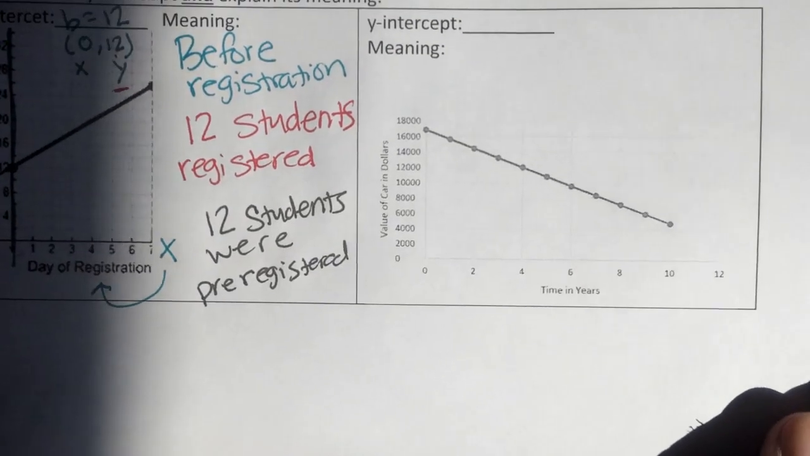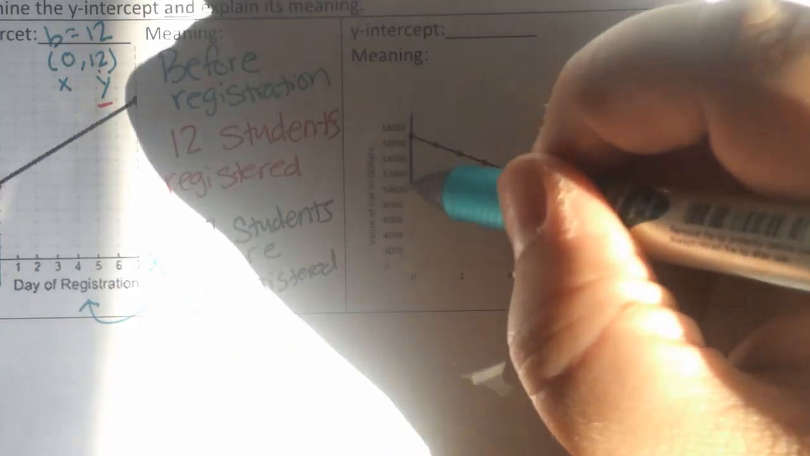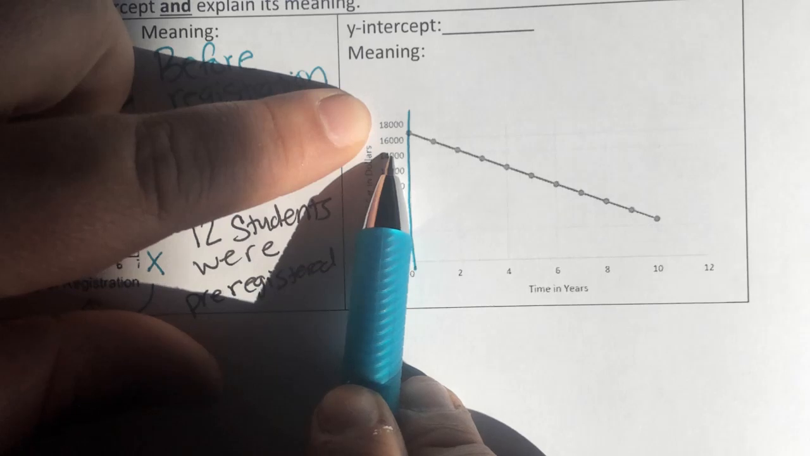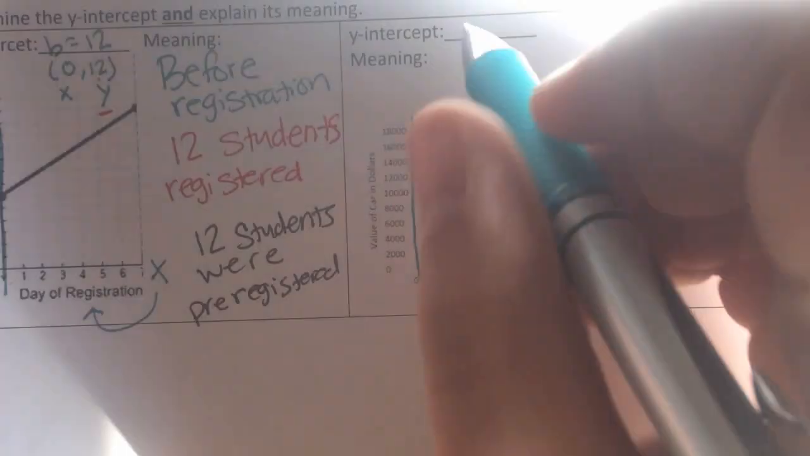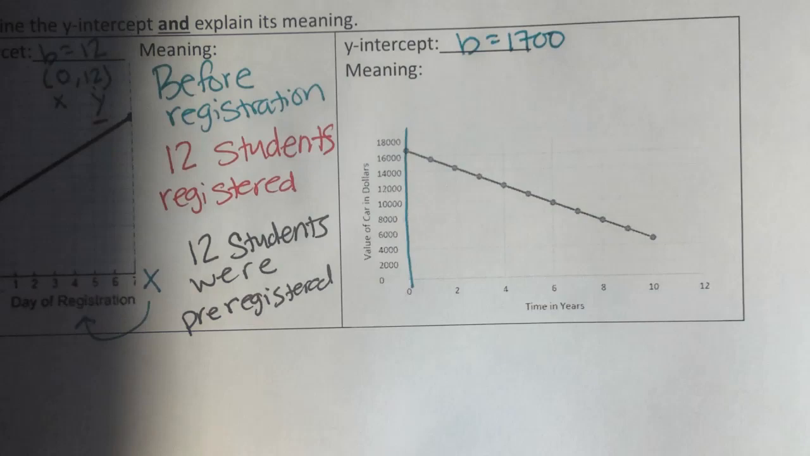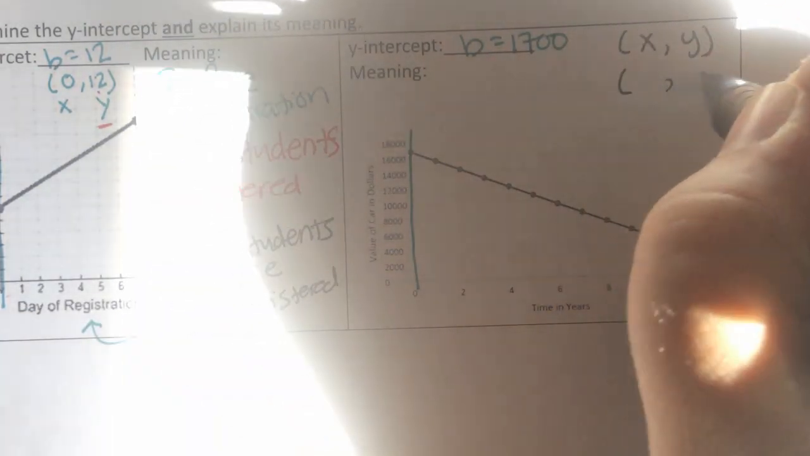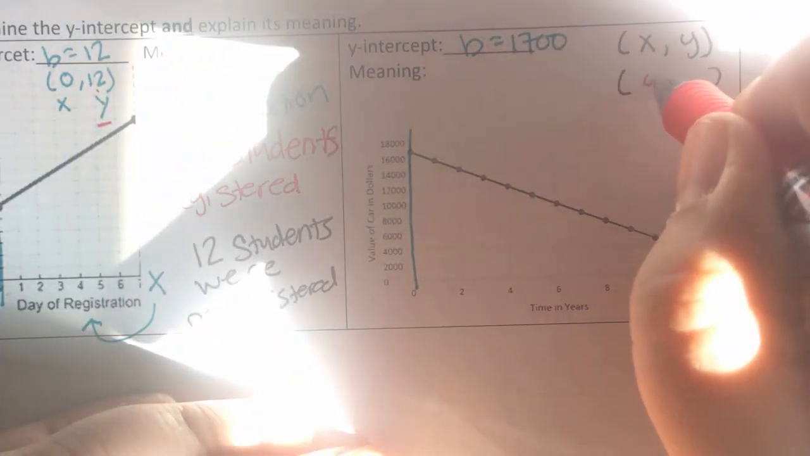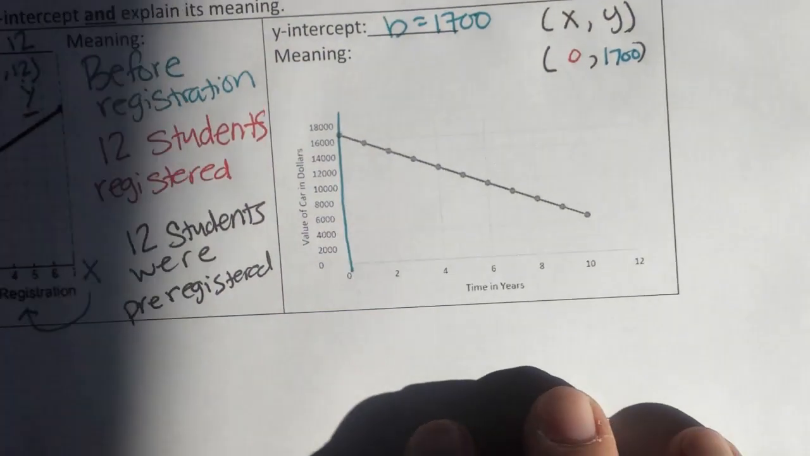Looking at the graph beside that, we want to know the y-intercept. So again, I'm tracing the y-axis. The y-intercept appears to be between 1600 and 1800. Since it's between 1600 and 1800, it's going to be 1700. So b is equal to 1700. That ordered pair, x, y, is going to look like 0 for the x, and then 1700 for y.